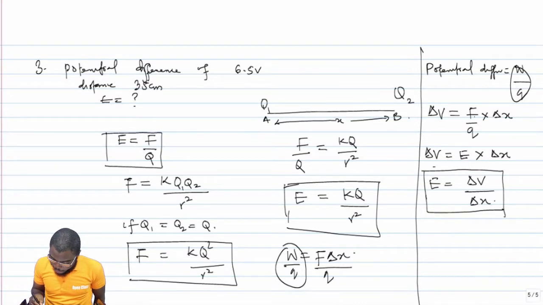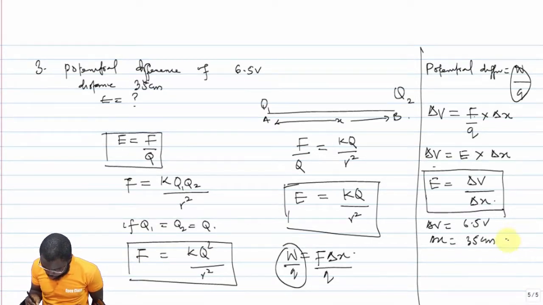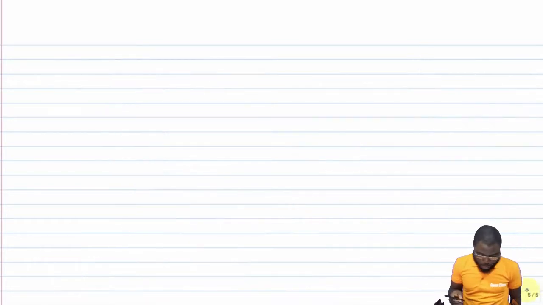Here the potential difference has been given to be equal to 6.5 volts. So your change in V is 6.5 volts and your distance is 35 cm. You need to ensure that this goes to the SI unit. This is in centimeter, you need to take it to meter. So this is equal to 35 divided by 100, and that takes me to 0.35.